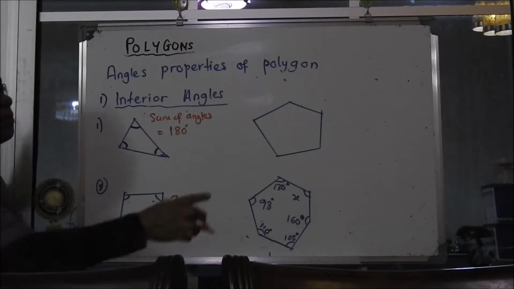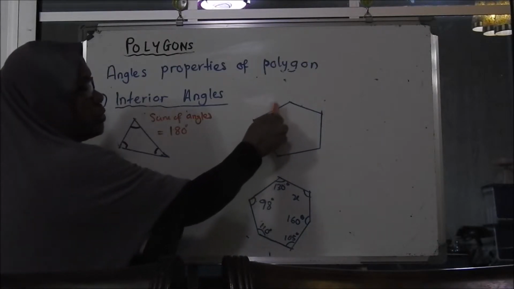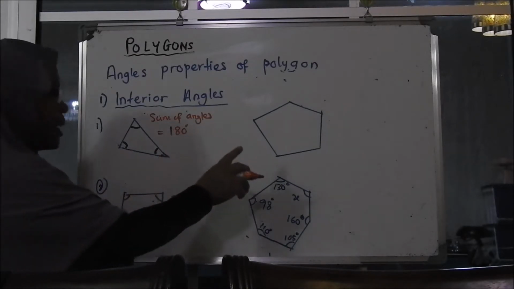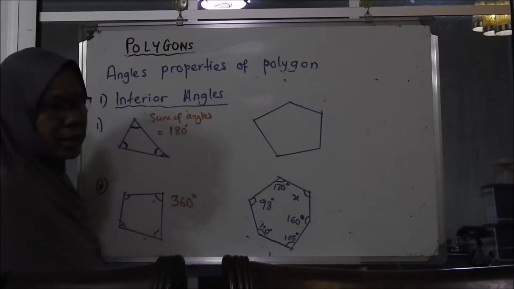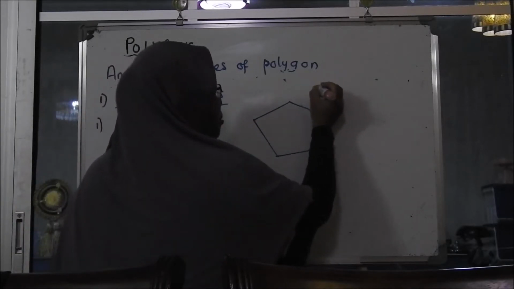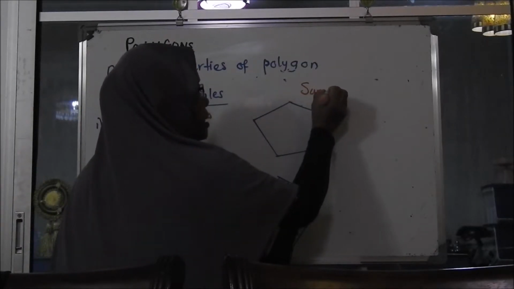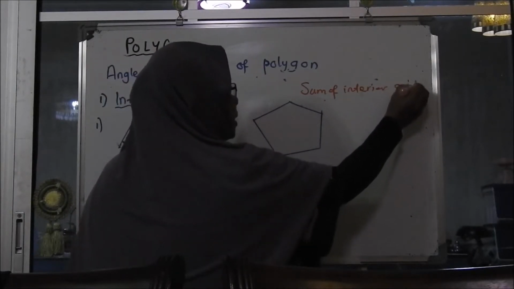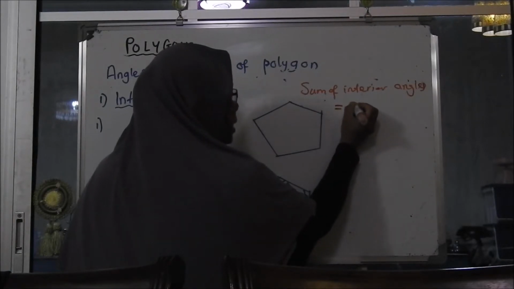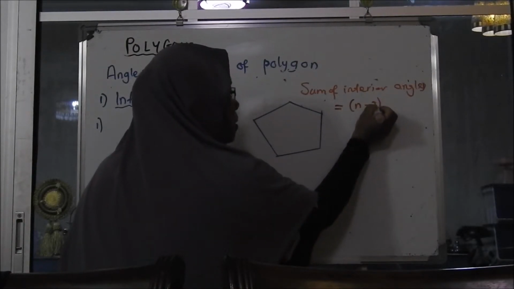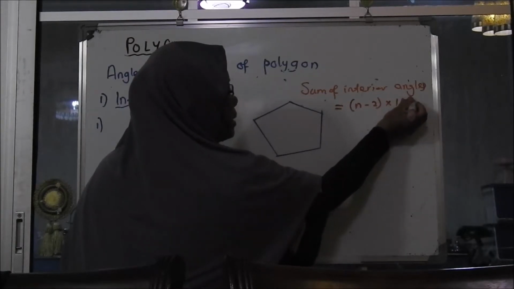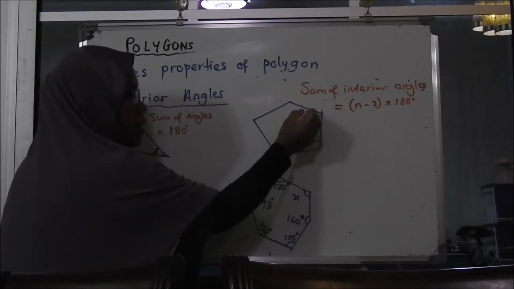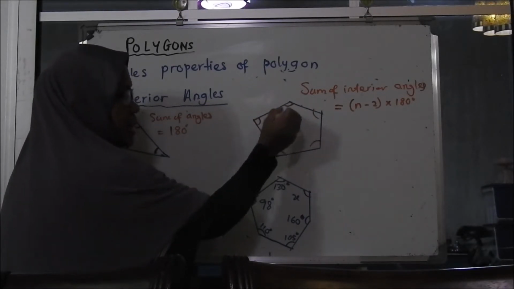degrees. But when you come to this one, you have 1, 2, 3, 4, 5. Five-sided polygon. Now the sum of angle, we have to use formula. The formula to find the sum of interior angle of polygons equal (n minus 2) multiplied by 180 degrees. So use this formula to calculate the value or the sum angle or the total angle inside here.